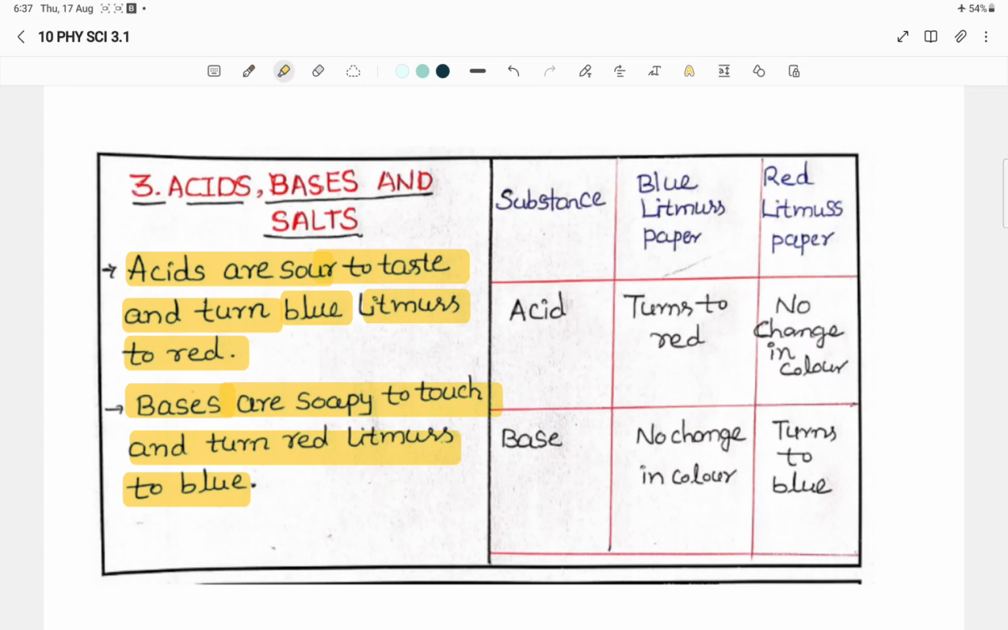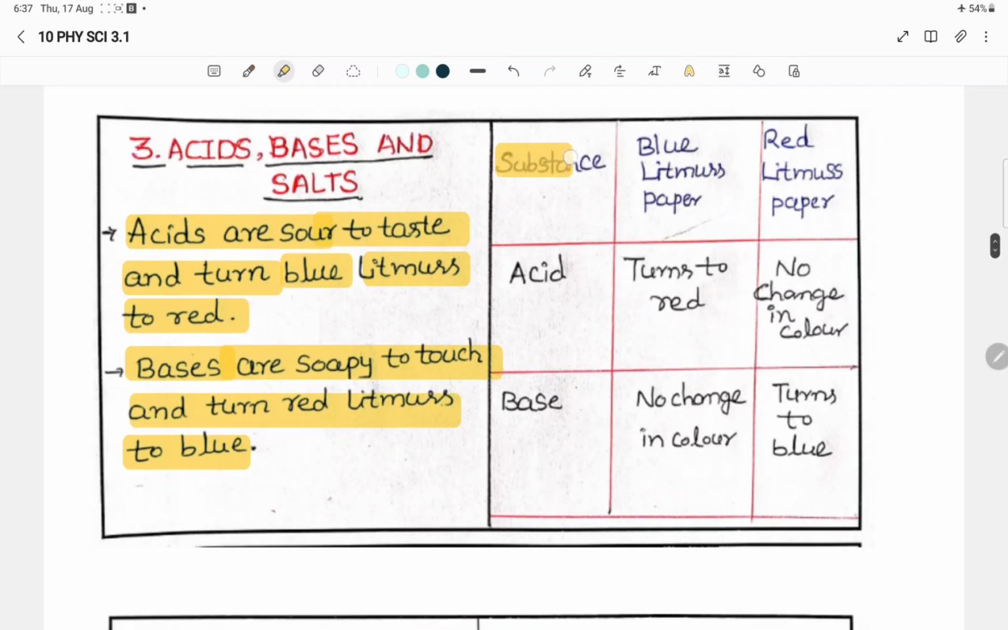Next, a table is given, observe this one. Substance, blue litmus paper, red litmus paper. When you take an acid, it turns blue litmus to red. With red litmus paper, there is no change in color.